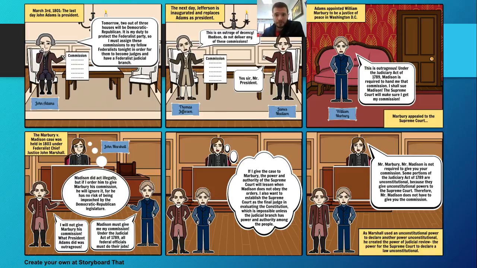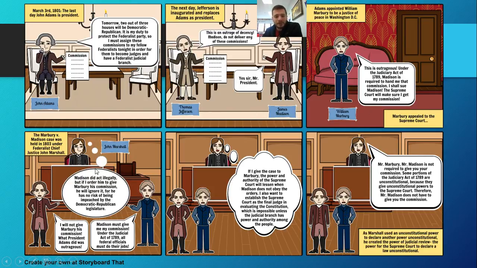So this guy named William Marbury is supposed to be a justice of the peace. He was given this by Adams, and he sues James Madison for not delivering the commission. He appeals to the Supreme Court, and he says, under the Judiciary Act of 1789, Madison is required to hand me that commission. I shall sue Madison. The Supreme Court will make sure I get my commission.